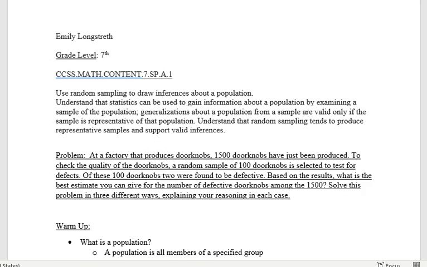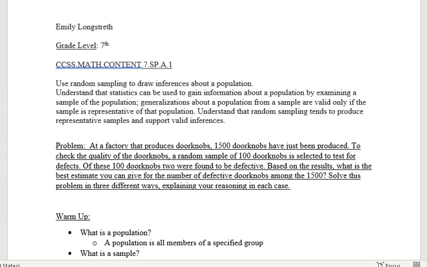The problem that we have today says, at a factory that produces doorknobs, 1,500 doorknobs have just been produced. To check the quality of these doorknobs, a random sample of 100 doorknobs is selected to test for defects. Of these 100 doorknobs, 2 were found to be defective. Based on the results, what is the best estimate you can give for the number of defective doorknobs among the 1,500? Solve the problem in 3 different ways, explaining your reasoning in each case.